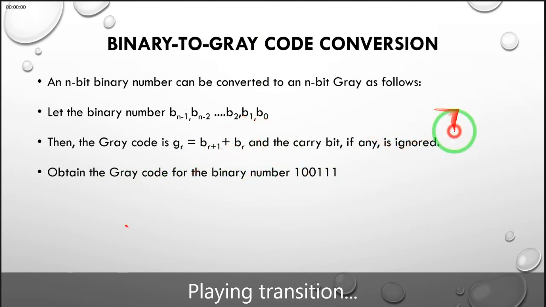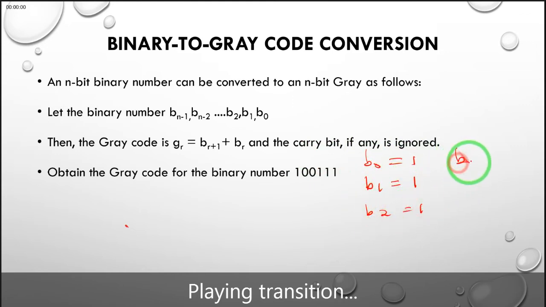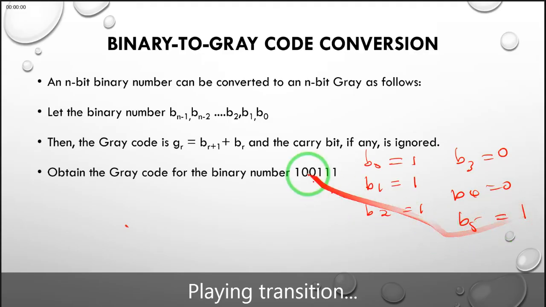After we have seen the procedure of generating the gray code, we are told to obtain the gray code from this binary number. All we need to do is to associate each one of them with b_r. We say this is b0, b1, b2. I think the best way is to say b0 is 1, b1 is 1, b2 is 1, b3 is 0, and b5 is 1. We have just picked from them here, and we have seen a very simple formula.